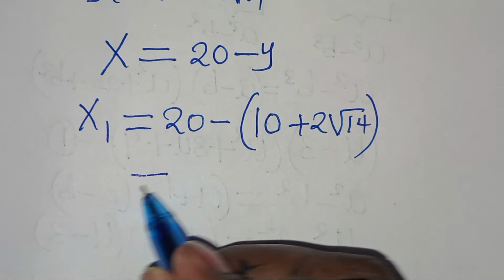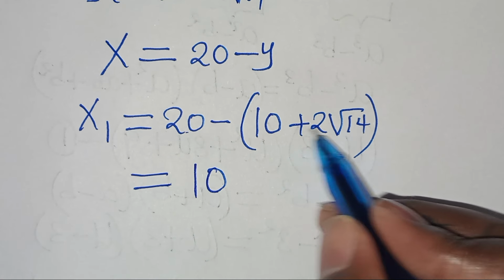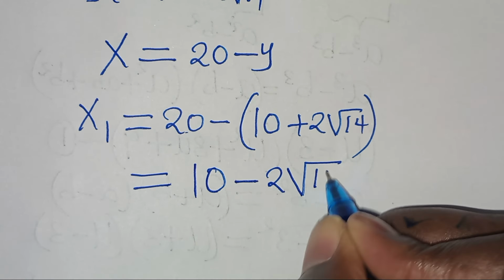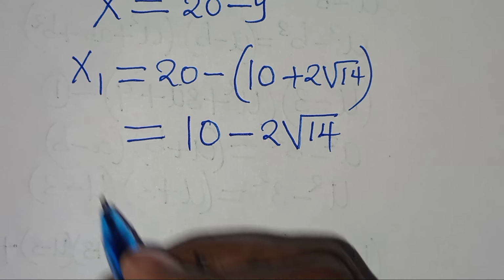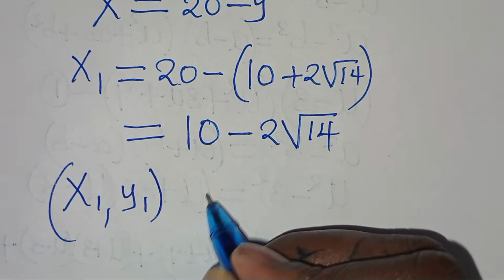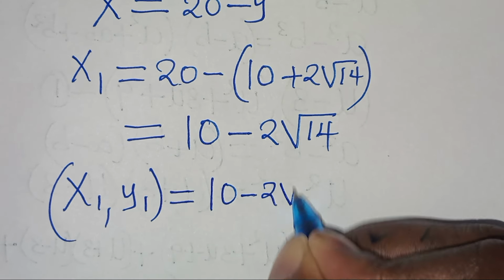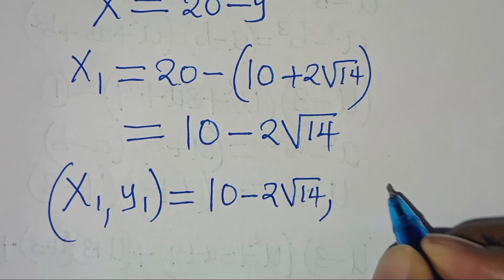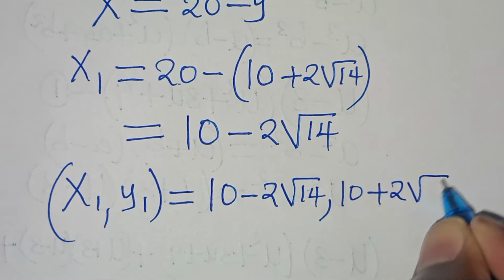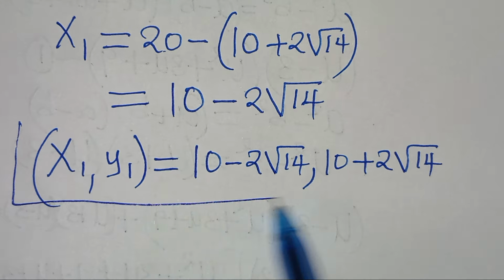So this means that here, this is 20 minus 10, which is 10, minus times plus 2 square root of 14. This is minus 2 square root of 14. So this implies that x1, comma, y1, this is the first set of solution here. This is 10 minus 2 square root of 14, comma, y1, which is 10 plus 2 square root of 14. So this is the first set of solution that we have.